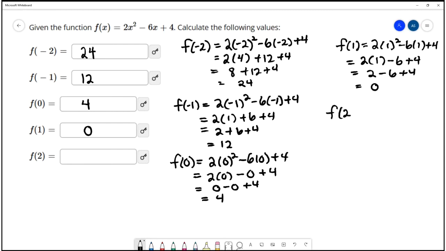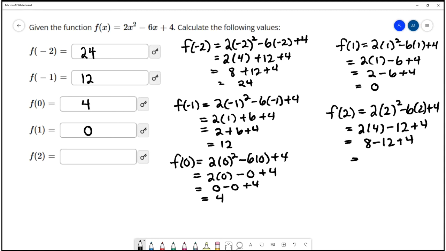Last one, let's do f of 2. 2 is what we replace x with. We have 2 times 2 squared minus 6 times 2 plus 4. Apply the exponent. 2 squared is 4. -6 times 2 is -12, so we have minus 12. 2 times 4 is 8. Minus 12 plus 4. 8 minus 12 is -4. -4 plus 4 is 0. So f of 2 is 0.